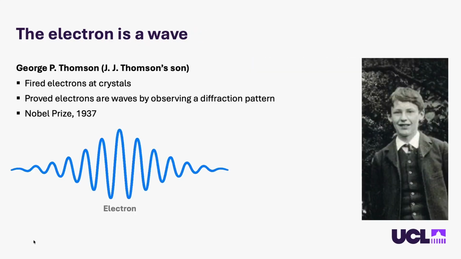So this next slide, the last one was the electron as a particle. This slide is the electron is a wave. This is George Thomson, the son of J.J. Thomson. He fired electrons at crystals and saw diffraction patterns. And in doing so, he proved that electrons are waves. And they gave him the Nobel Prize for that in 1937. So one proved the electron is a particle, the other proved an electron is a wave. Those are completely different things, right? Particle and a wave, completely different things.